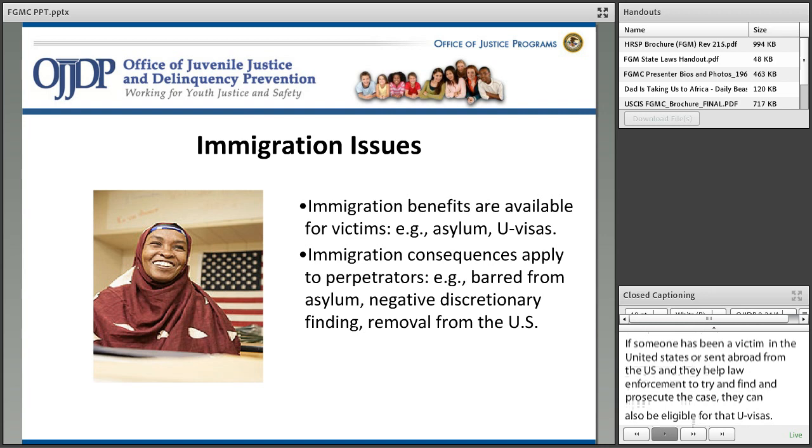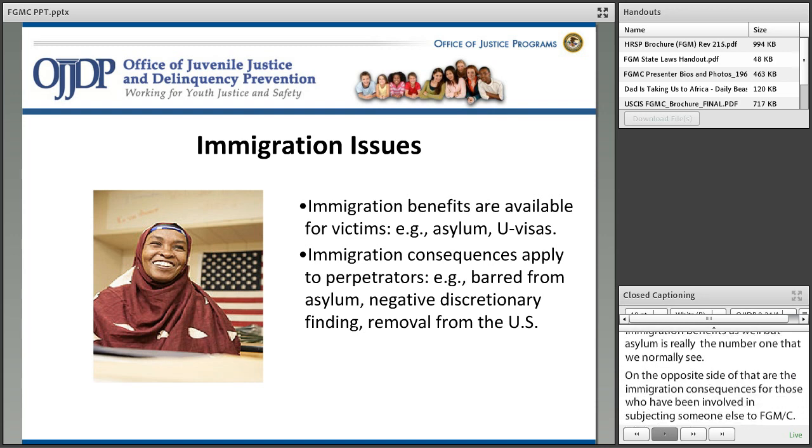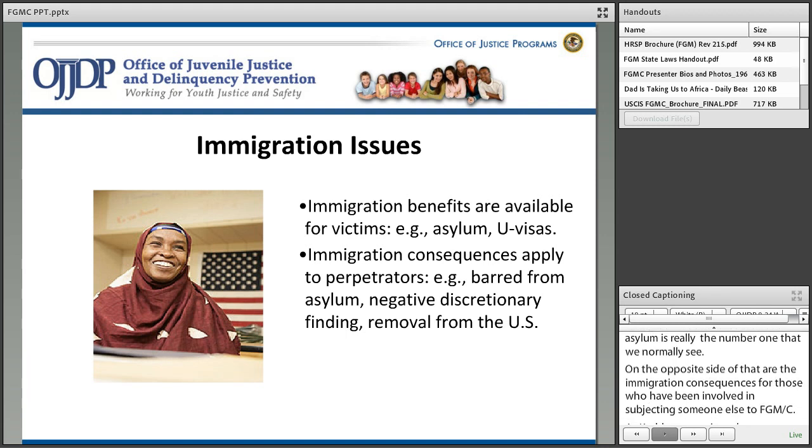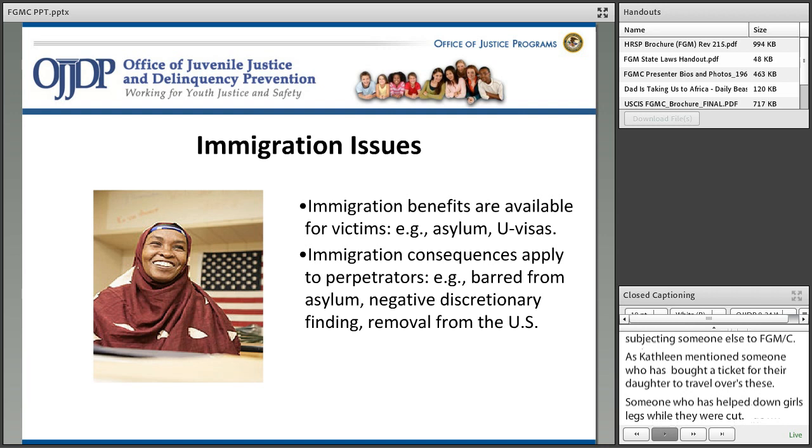And then on the opposite side of that are the immigration consequences for those who have been involved in subjecting someone else to FGM. So as Kathleen mentioned, someone who has bought a ticket for their daughter to travel overseas and be cut, someone who has actually held down girls' legs while they were cut, those persons would be considered a persecutor, and they would actually be barred from asylum.